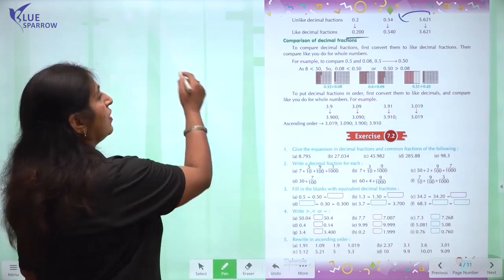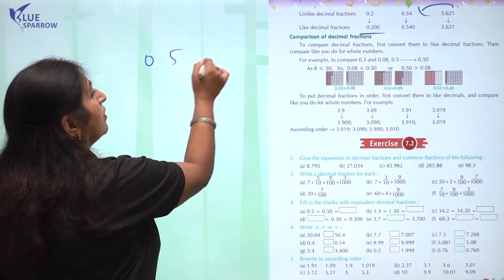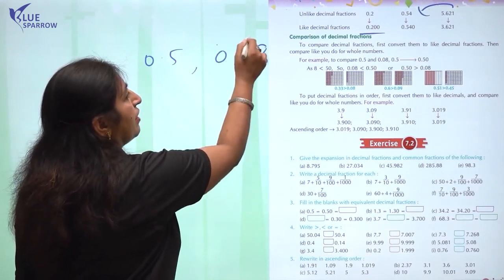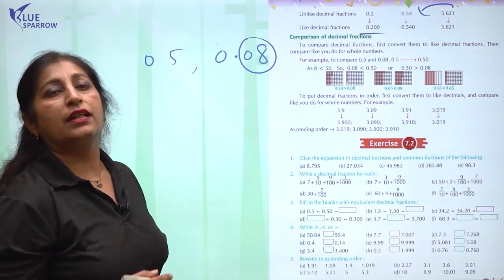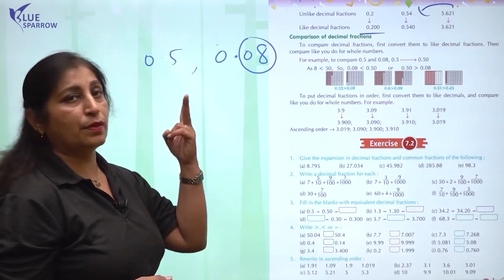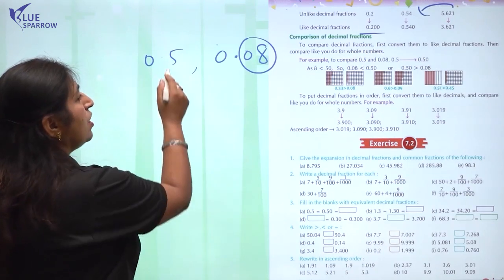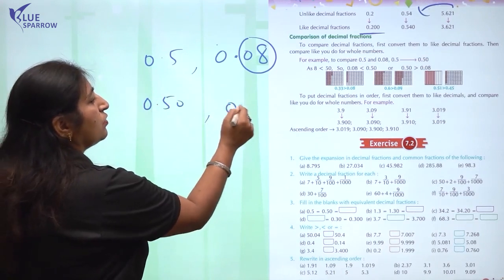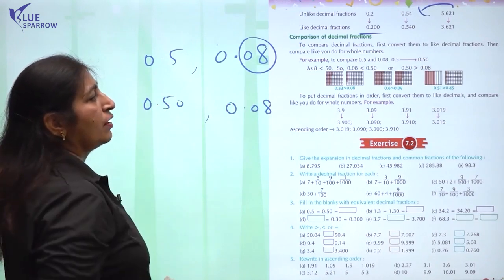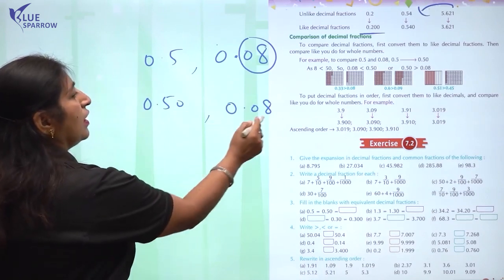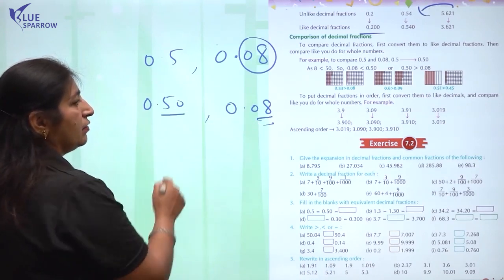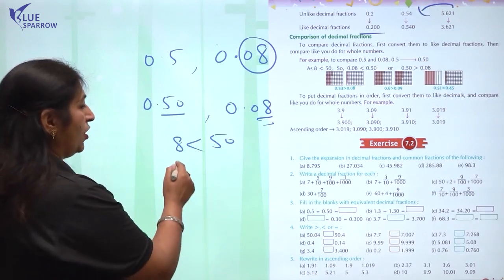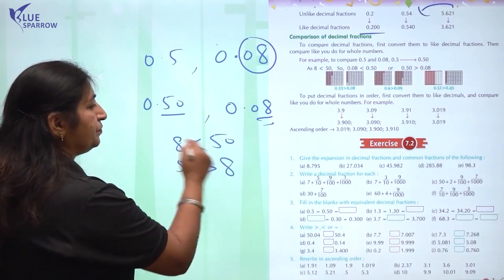And the numbers here are 0.5 and 0.08. This number has 2 digits in the decimal part, meaning it has 2 decimal places, and this one has 1 decimal place. So this would be written as 0.50 and this number is 0.08. And you know that 8 is less than 50. 8 is smaller than 50, or you can say 50 is greater than 8.